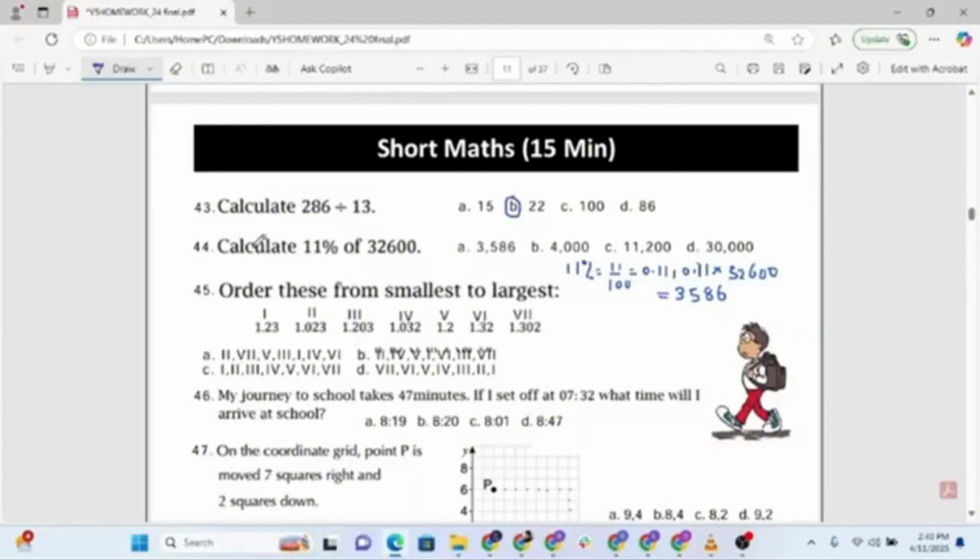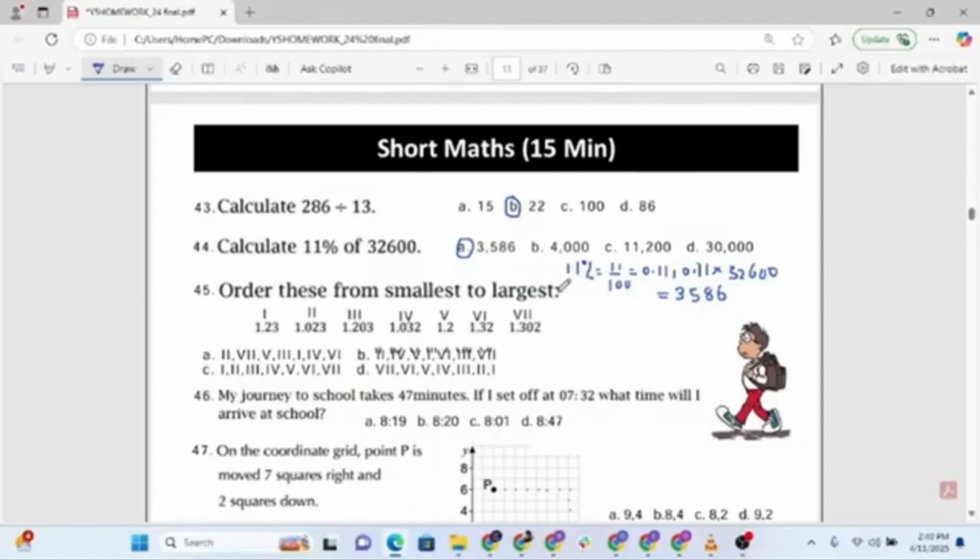Question 44. What is 11% of 32,600? The correct answer is option A, 3,586. Explanation. 11% written as a decimal is 0.11. 0.11 multiplied by 32,600 equals 3,586.